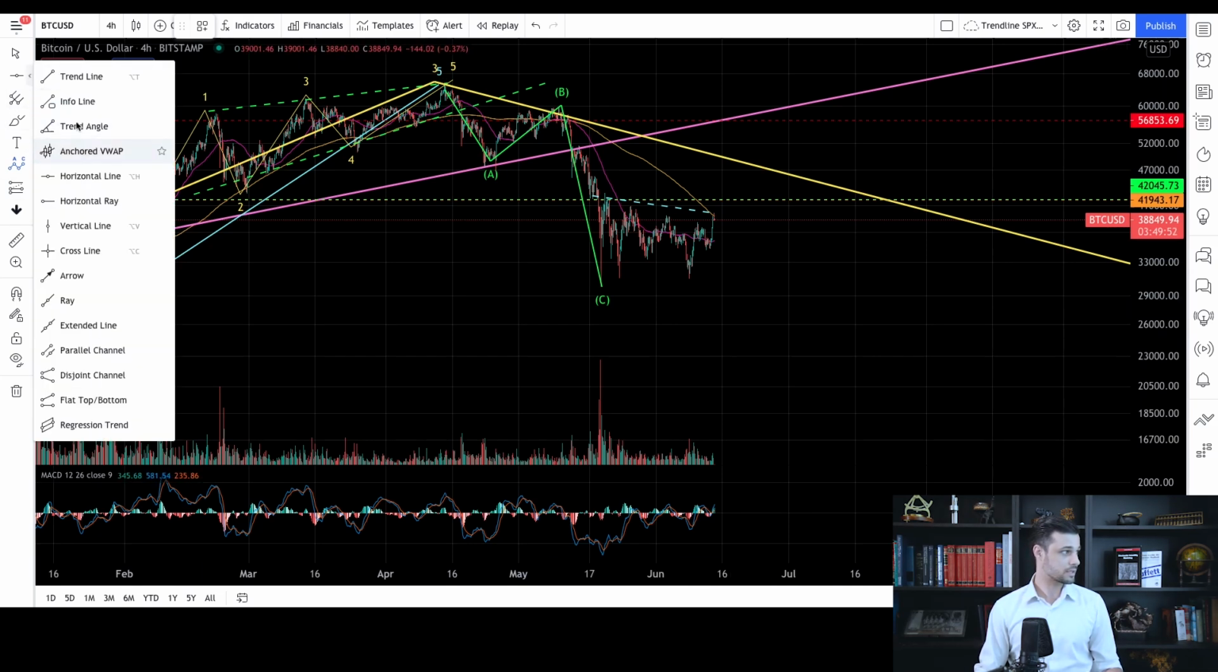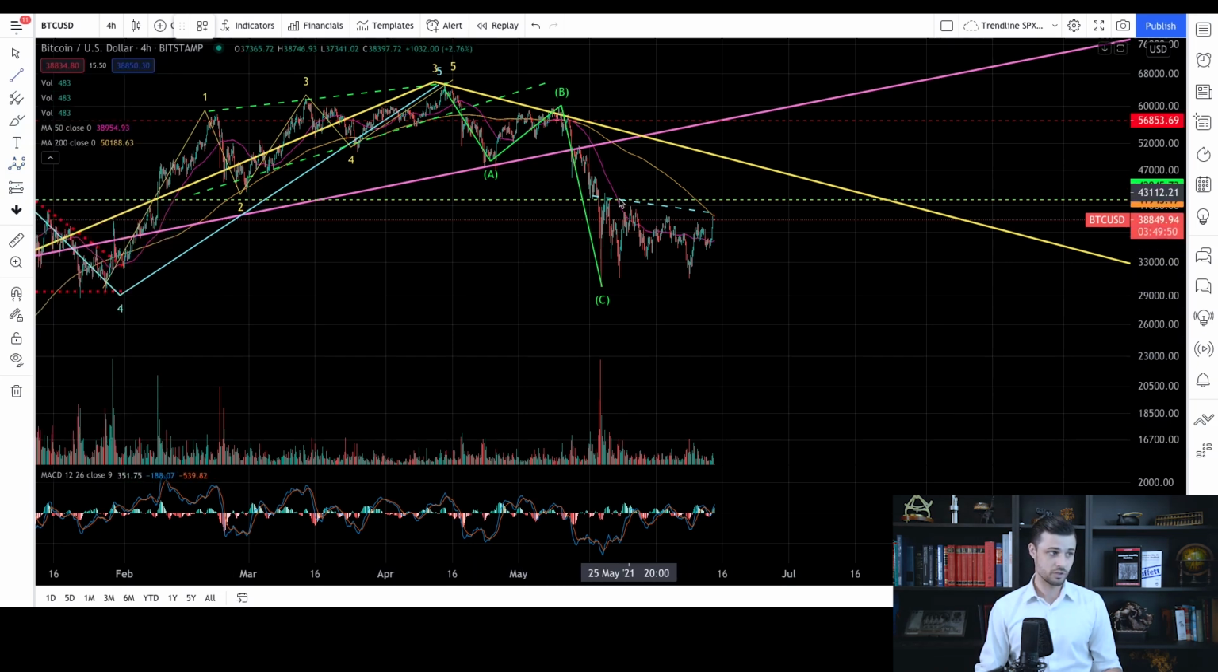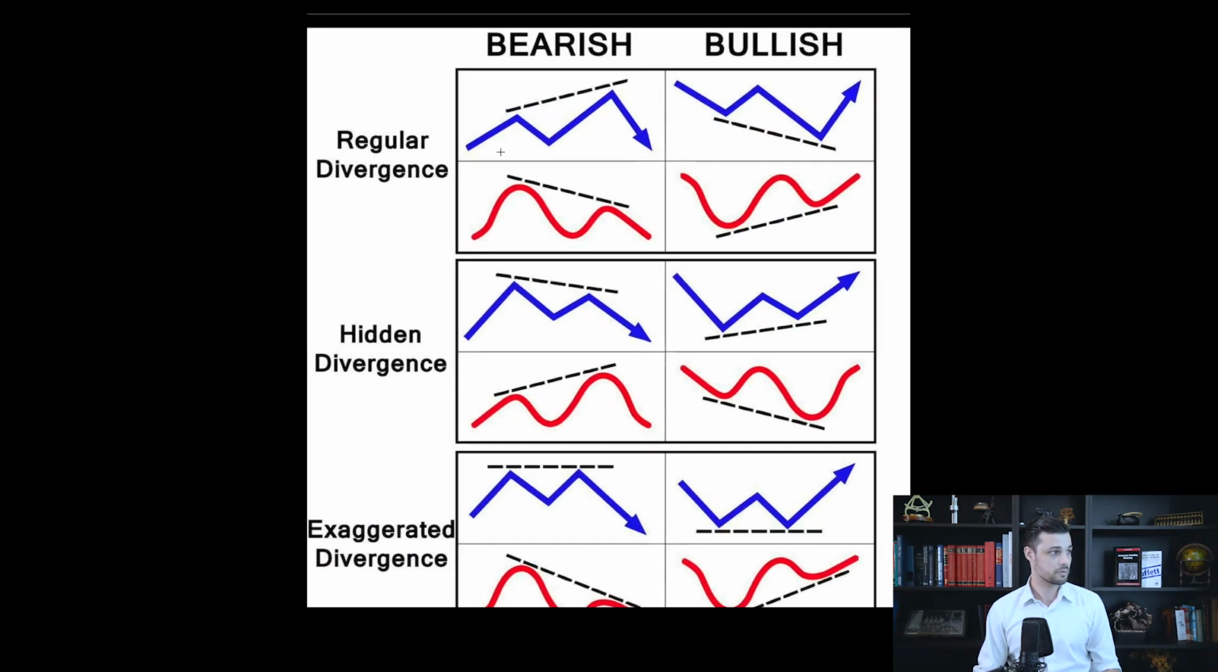Let me show you guys this again. I told you about divergences just before. Look here, if we connect the highs of this move and then we connect the highs on the MACD, you can see that we have a bearish hidden divergence. Let me show you guys quickly what is a bearish hidden divergence. It's this one. So it's the market making lower highs, even if the momentum indicator is making higher highs.